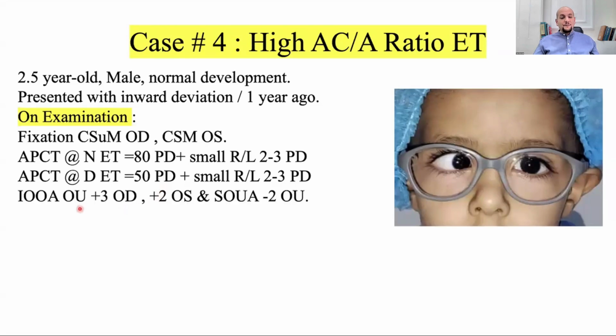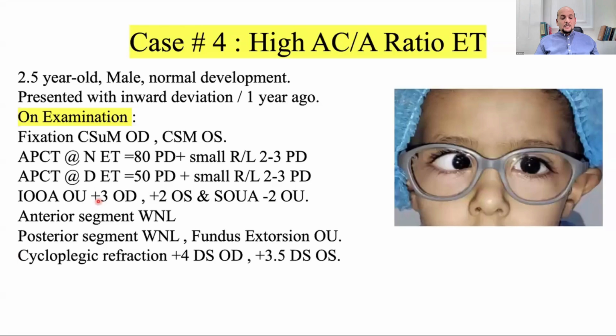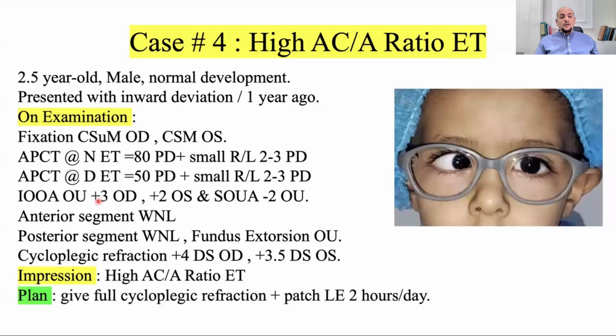The patient also had inferior oblique overaction in both eyes, +3 in the right eye and +2 in the left eye, with superior oblique underaction, -2 in both eyes. Anterior segment was normal. Posterior segment showed fundus extorsion in both eyes, which is explained by the inferior oblique overaction. Cycloplegic refraction revealed +4 and +3.5 diopters, so I gave the patient the full cycloplegic refraction.